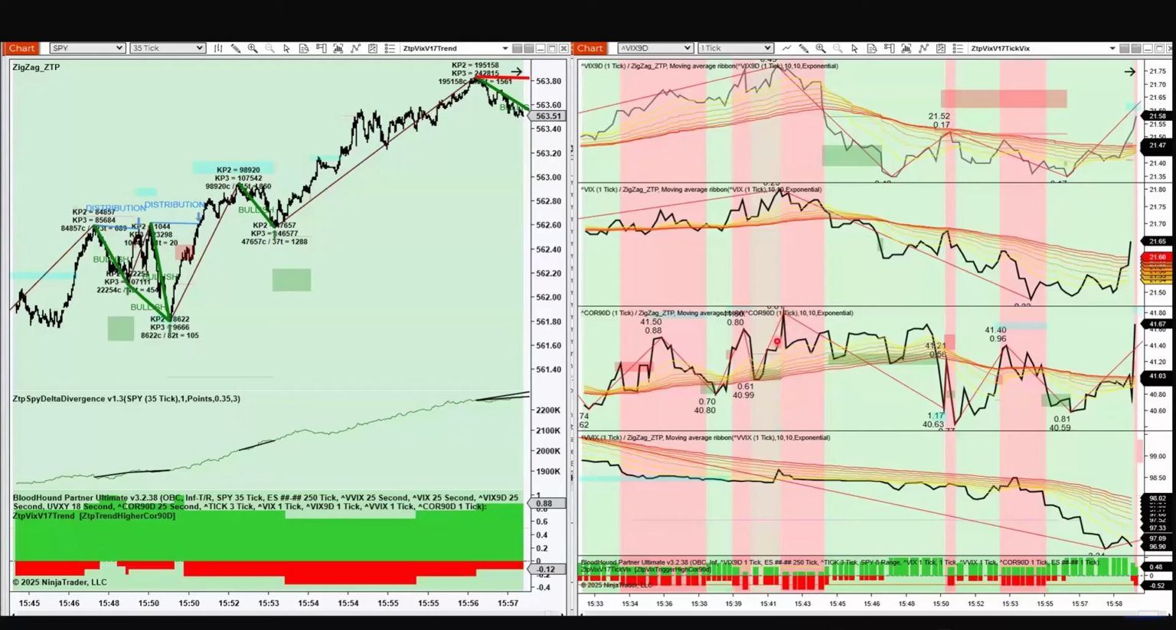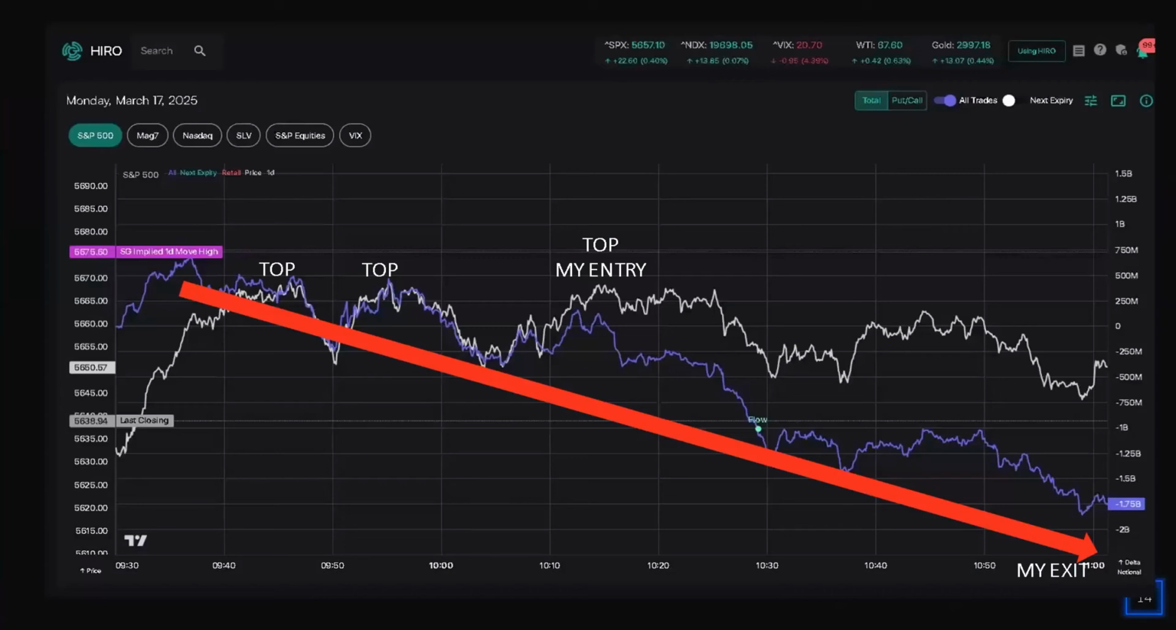The Core 90D is really good at picking that up. I think I have some real-time examples of that. Yesterday, some of you may be thinking, why do I pay for Hero? And it's a good question. Here's a real-time trade from yesterday.